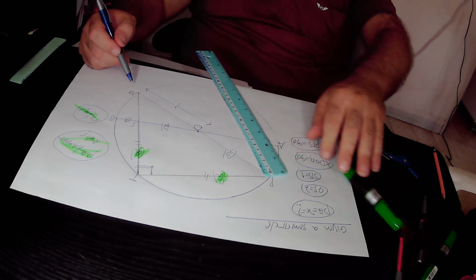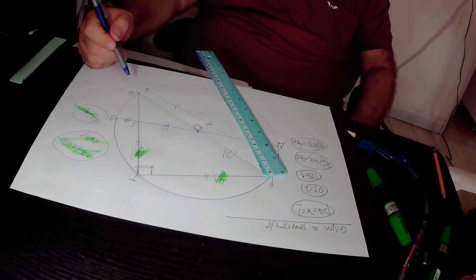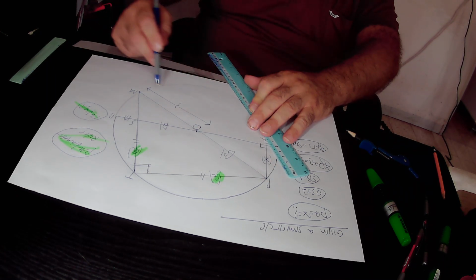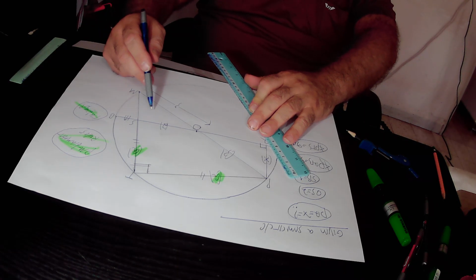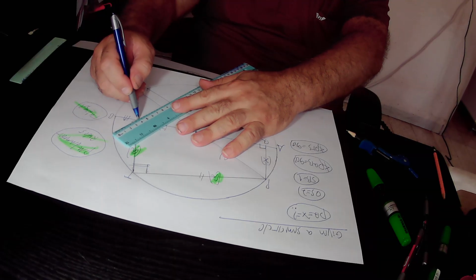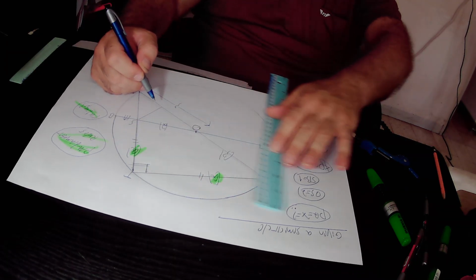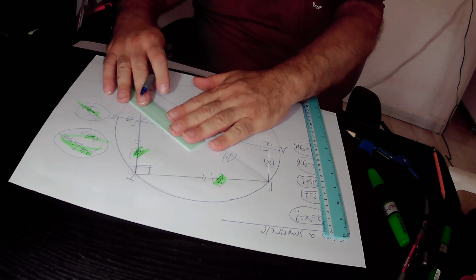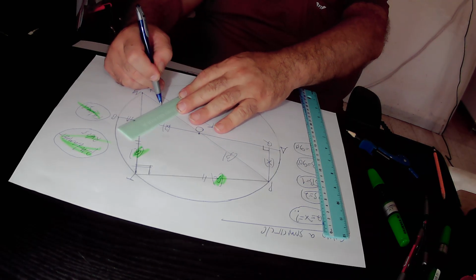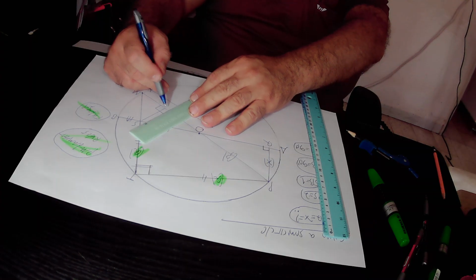In the next step, we will do a construction. That is to say, from point S, we will draw a perpendicular to the diameter PM. So actually, this angle equals 90 degrees, and this angle also equals 90 degrees according to our construction.